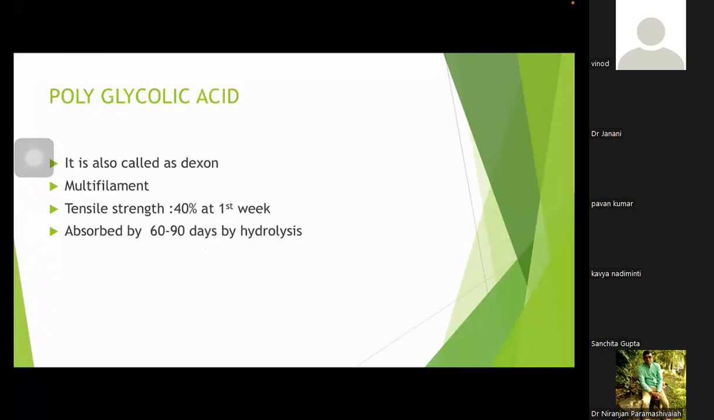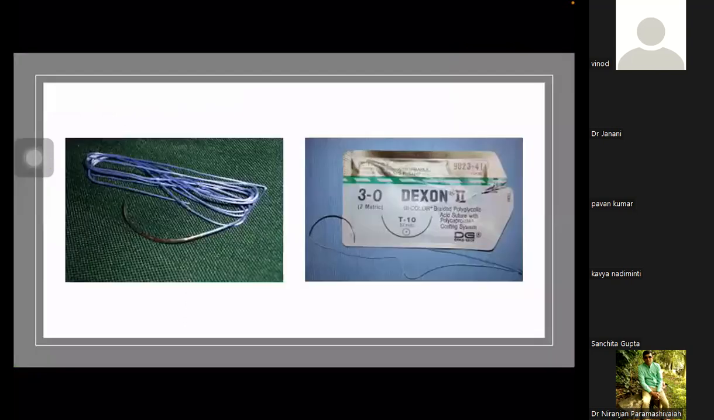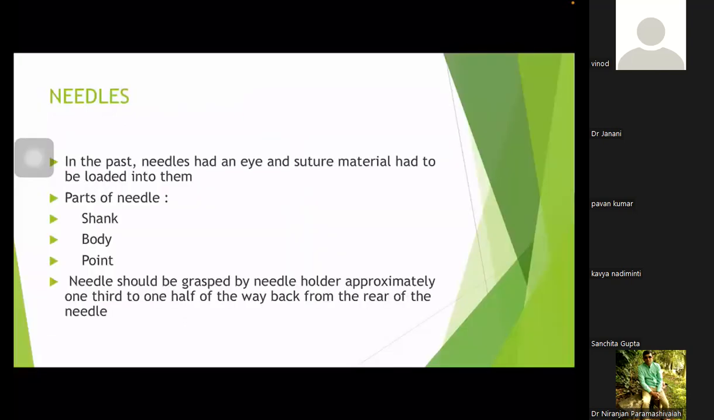Polyglycolic acid, which is also called Dexon, which is a multifilament. Its tensile strength is lost by 40% in the first week, and it is absorbed within 60 to 90 days by hydrolysis. As it is a synthetic material, it also has less inflammatory reaction. Shall I continue?